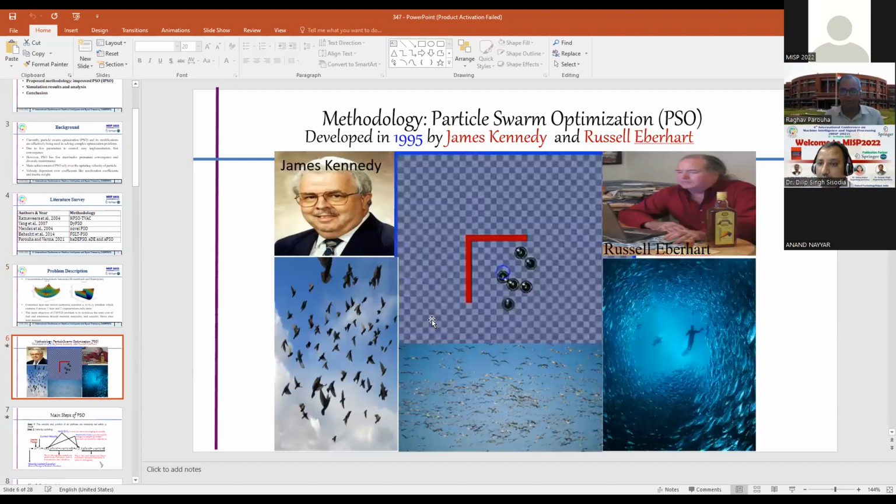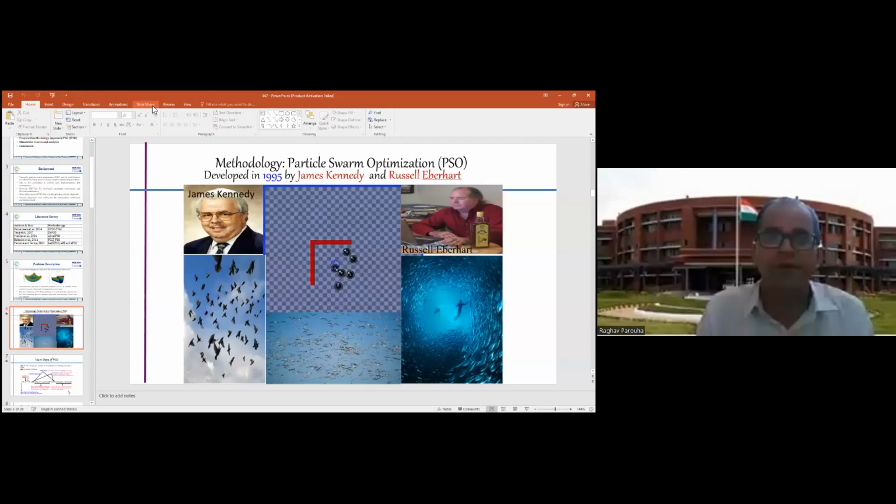So if we go for the basic PSO, what does basic PSO mean? Particles are flying. Why are they flying? If fish are schooling, why are they schooling? The simple thing is they are searching for food. Searching for food means finding the solution. They are finding the solution.